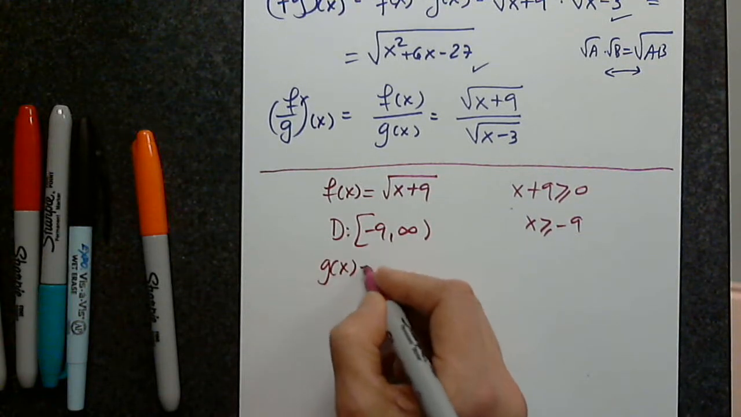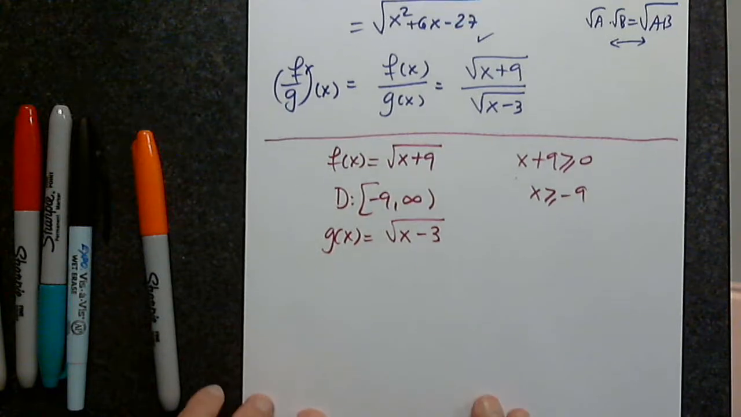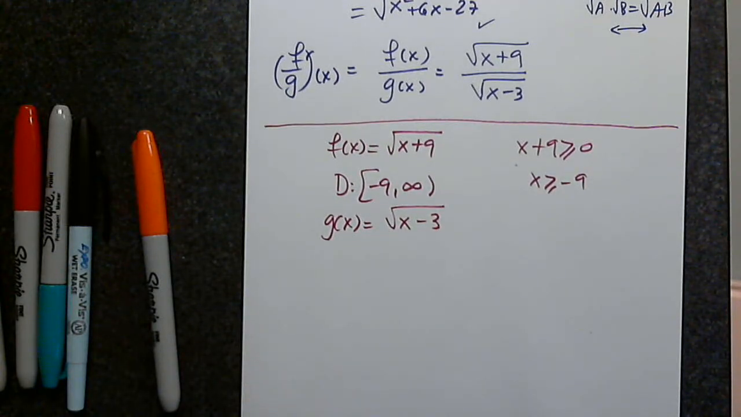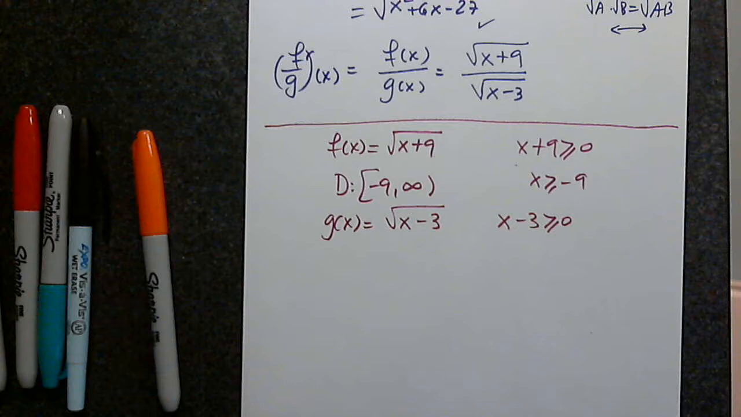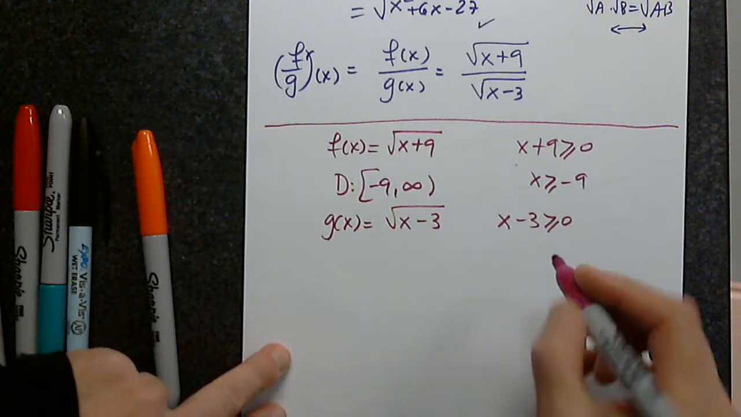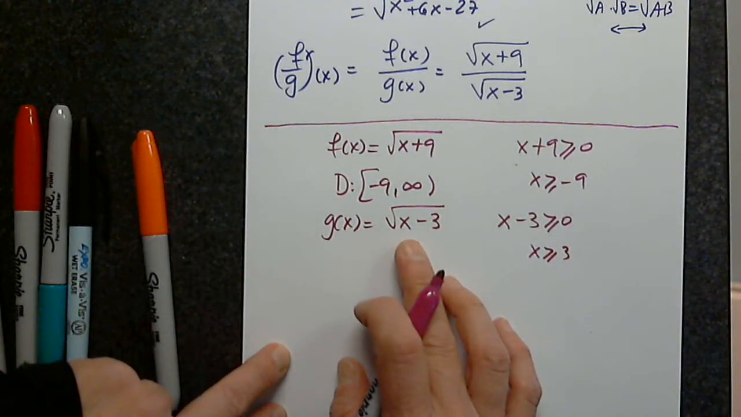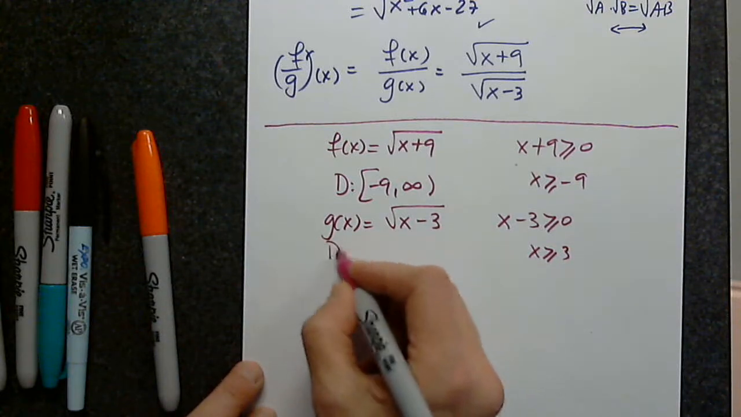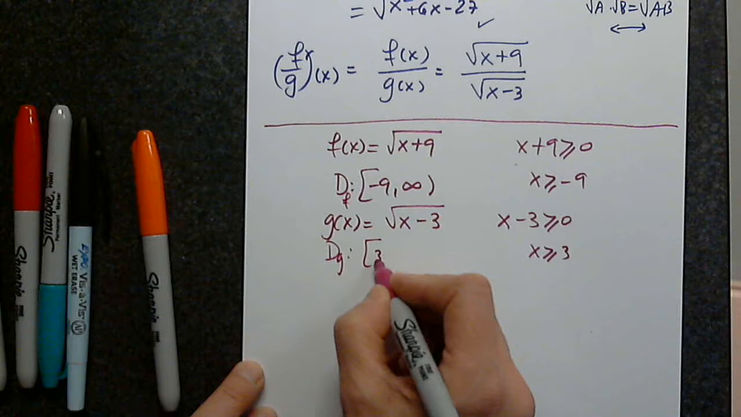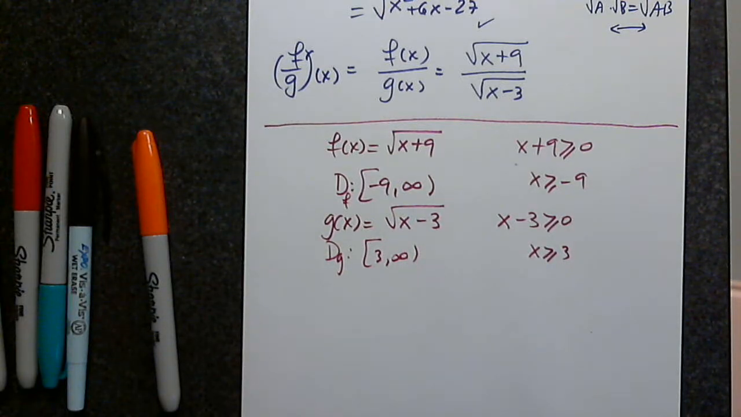Now for function g of x, I have the square root of x minus 3. Think in terms of where it's moving. If you don't want to remember x minus 3 greater than or equal to 0, we all have our hang-ups. I have certain things that for some reason my brain doesn't remember. So this may be one of them for some of you, which is fine. But remember where it's moving. Remember from transformations, if it's moving to the right 3, then it starts at 3. So that's exactly what this means. So the domain of g is 3 to infinity. Now I have to find the common domain.